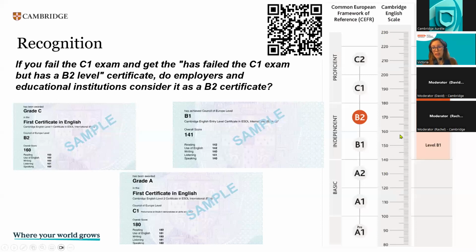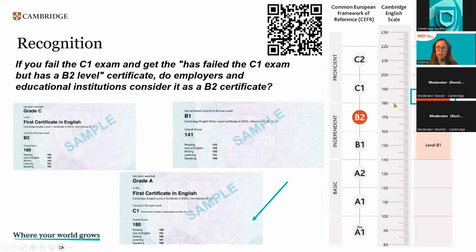So if you get between 160 and 179, you will get a B2 First certificate. Okay, on the certificate, it doesn't specify whether it's for Schools or standard, because really the recognition is the same. So if you get between 160 and 179, you will get a B2 certificate, grade C or grade B, depending on your score.